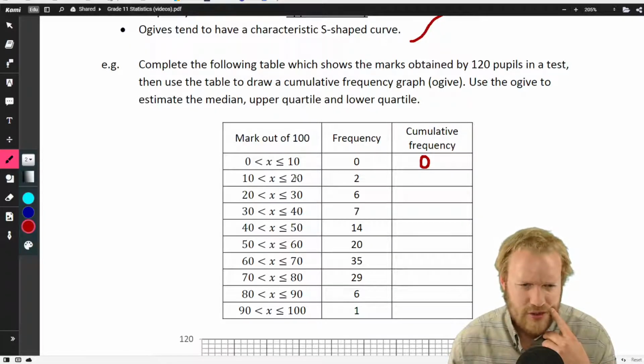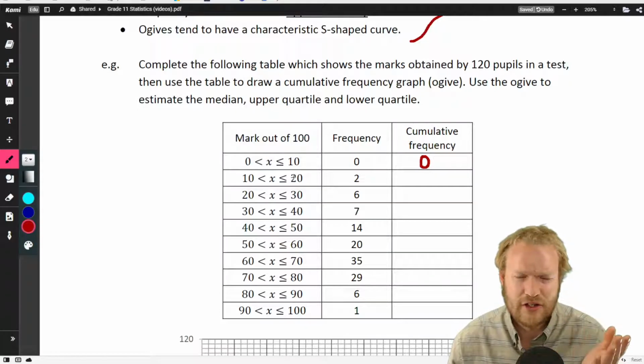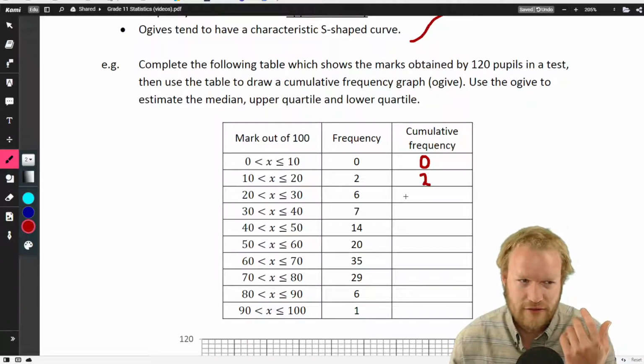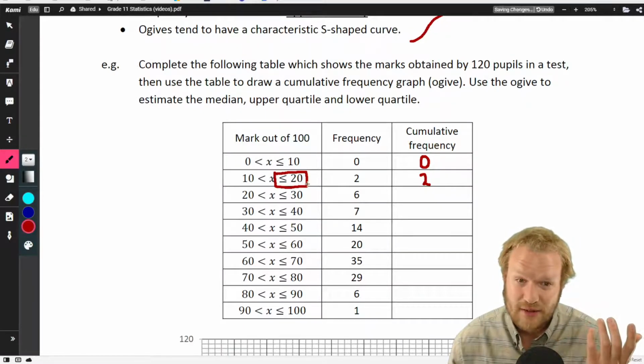Now, between 10 and 20, excluding 10, including 20, but I'm just going to say between 10 and 20, we can see what's included, excluded. So between 10 and 20, we had 2. So far, how many people have we got all together? Well, we've seen 2 people so far. So in other words, there are 2 people that got less than or equal to 20.